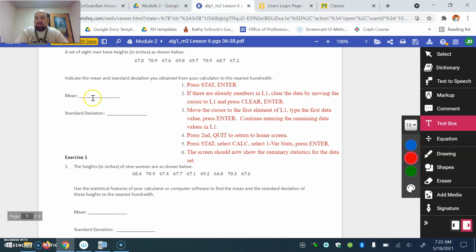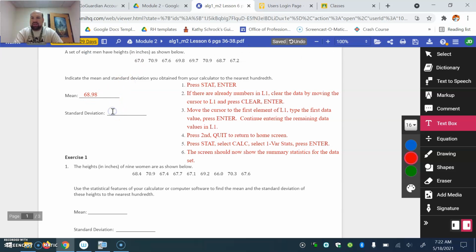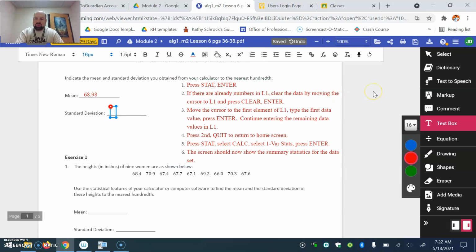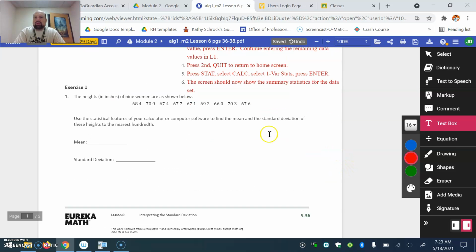So I'm going to come back over to here and type in my mean, going to the nearest hundredth, which was 68.98, and then the standard deviation, which is 1.59. All right, so I want you to try to do this next one on your own. I'm going to pause the recording, and when we come back, I'll show you what I have in my calculator. You compare, and then we'll go from there.